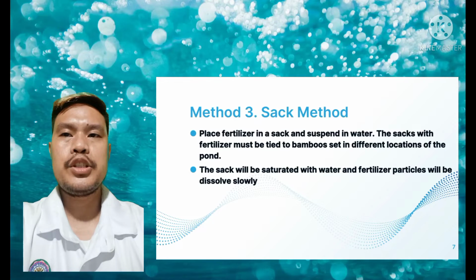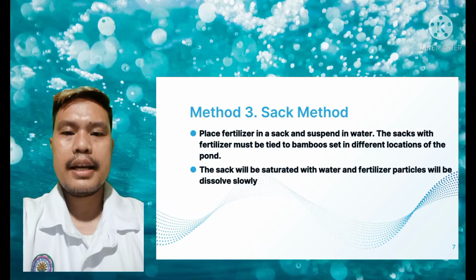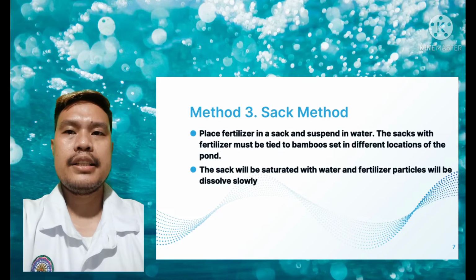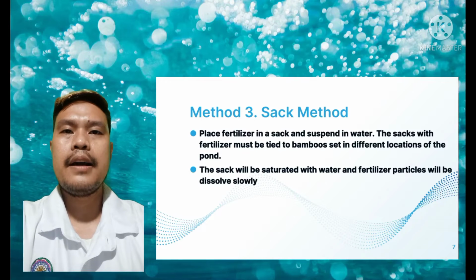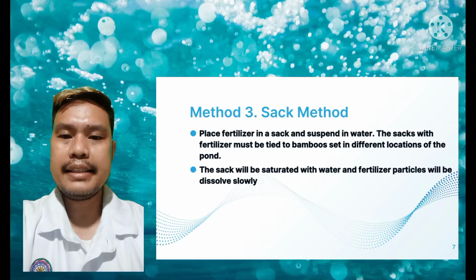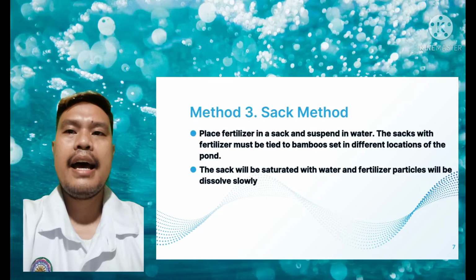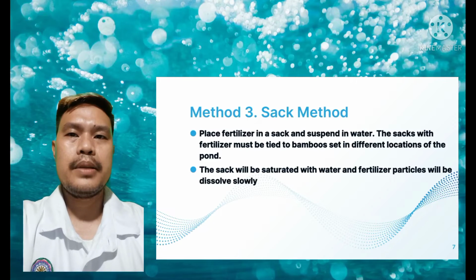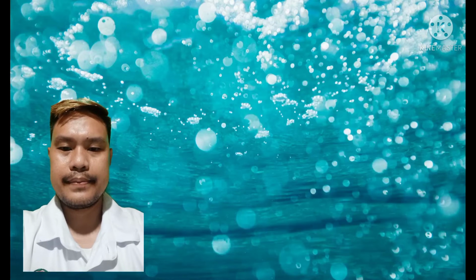For the third method, which is the sack method, steps are: place fertilizer in a sack and suspend in water. When we say suspend, we should soak it in the water, and the sack with fertilizer must be tied to a bamboo stick in a different location of the pond, and the sacks will be saturated with water and the fertilizer particles will be dissolved slowly.